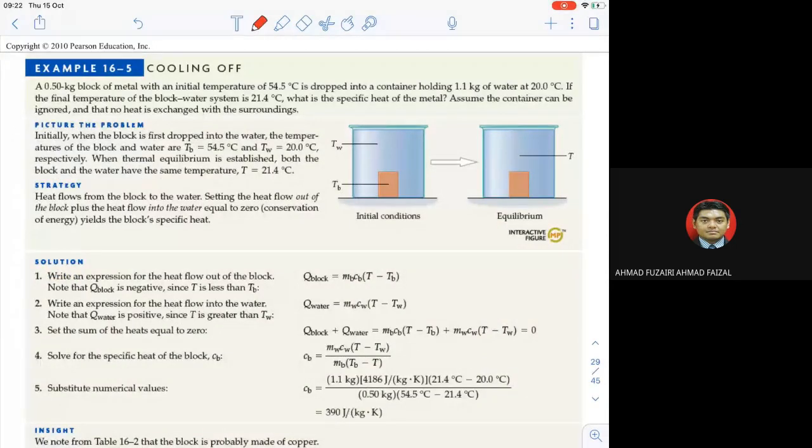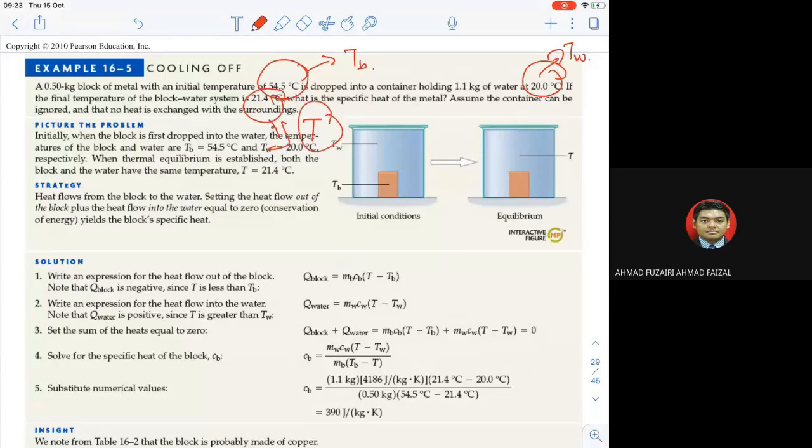This is an example 16.5, a cooling off 0.5 kilogram block of metal with an initial temperature 54.5 degrees Celsius is dropped into a container holding 1.1 kilogram of water at 20 degrees Celsius. If the final temperature of the block and water, the final temperature, so remember, this is the temperature of the block, this is TB, this is TW, and 31.4 is the T, capital T, final temperature.